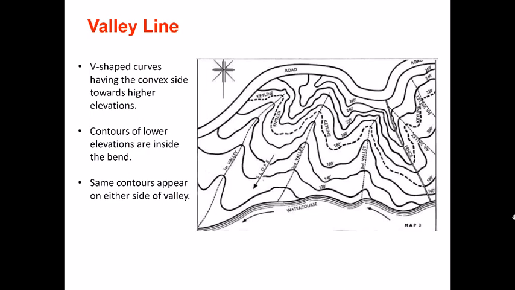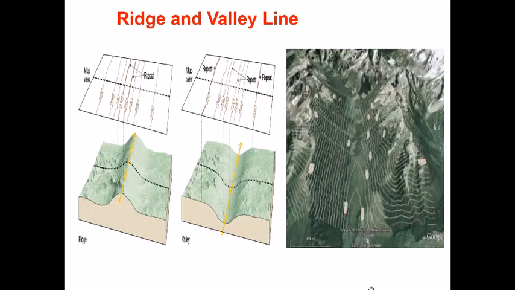Similarly, a valley line, like we discussed before, is shown by V-shaped curves having the convex side towards higher elevations. So whenever you have a valley line, that means the elevations are changing and the slope is changing towards one side, and it gives you a picture of a valley. This is a characteristic of a contour. If you get a shape like this in a contour map, that means it's a valley. So again, ridge and valley lines: a ridge looks something like this, and a valley has a depression along the same line.